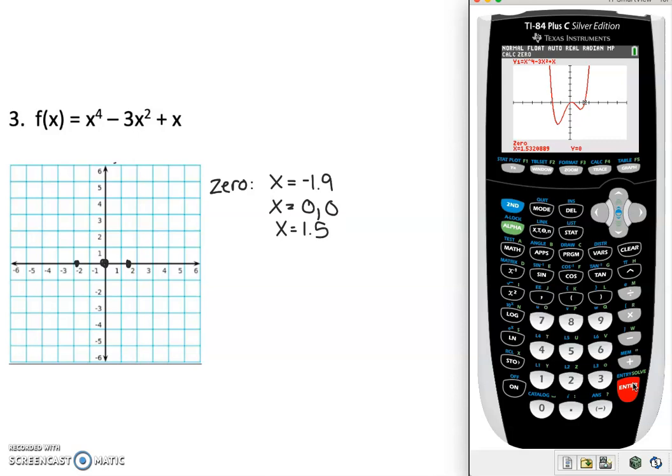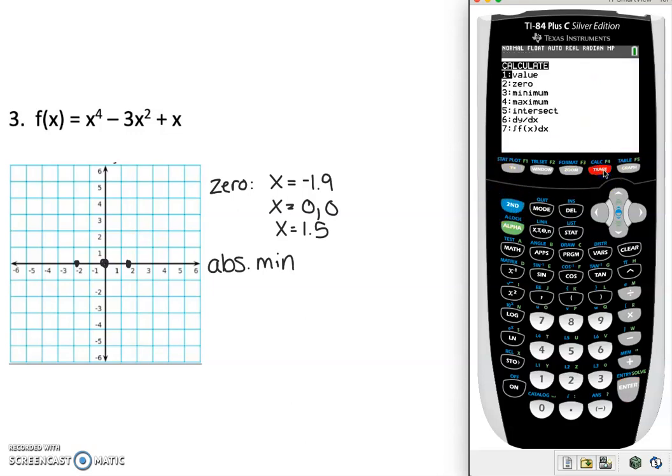And I am going to sketch, but I'm also going to need to label my peaks and valleys. So right here, this graph goes forever up, so that's not going to have an absolute maximum. This, however, is a minimum, and it's the absolute lowest it goes. So I have an absolute minimum value as an extrema. So I'm going to find that, and that's a min. So second trace, option 3 for min.